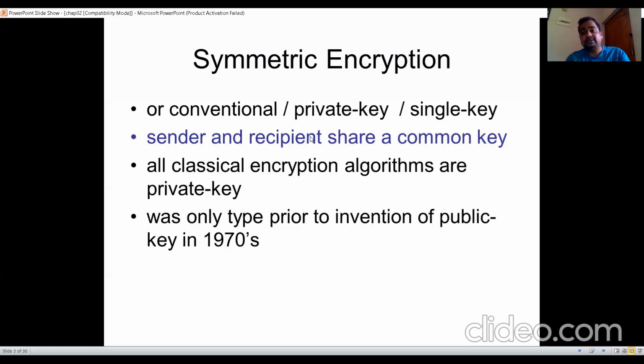So the idea here is that, along with the message, the sender and the receiver have to share the common key through the communication channel. Third point, all the classical encryption algorithms use some private key. A private key is associated with only one entity: if it is the private key of a sender, it is associated with the sender side; if it is the private key of a receiver, it is associated with the receiver end.